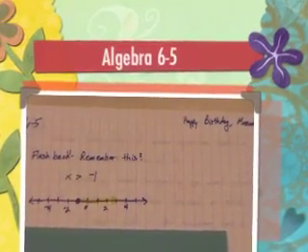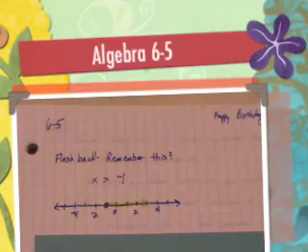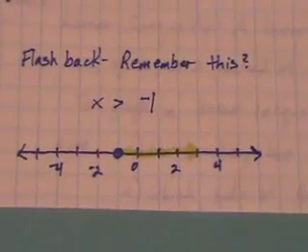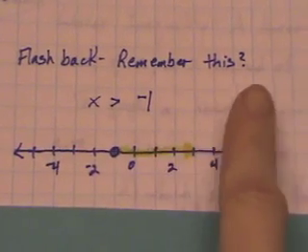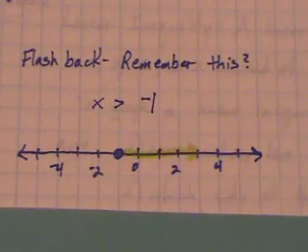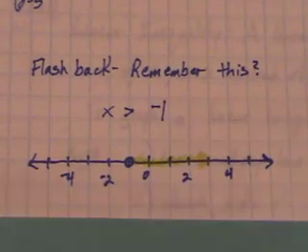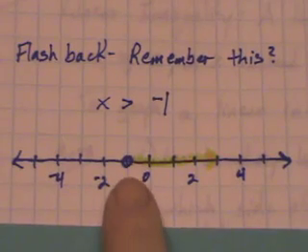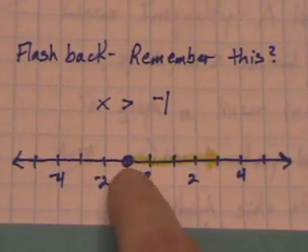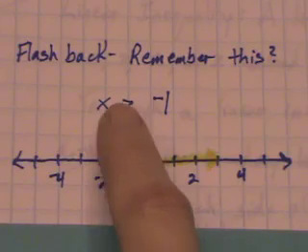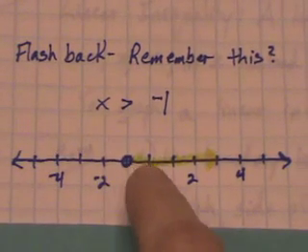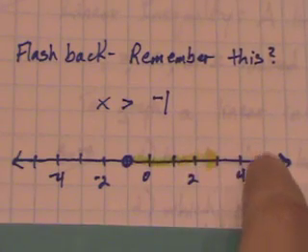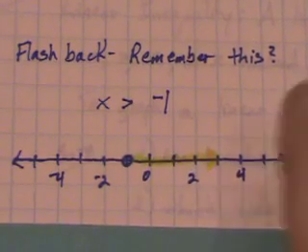Lesson 6-5. Let's start with this question. Do you remember graphing inequalities such as x is greater than negative 1? I'm zooming in so you can see that that's actually an open circle. We had to show that this is an open circle because we're not including negative 1, and we had to show that we mean everything on this side of negative 1 because we want everything that's greater than negative 1.